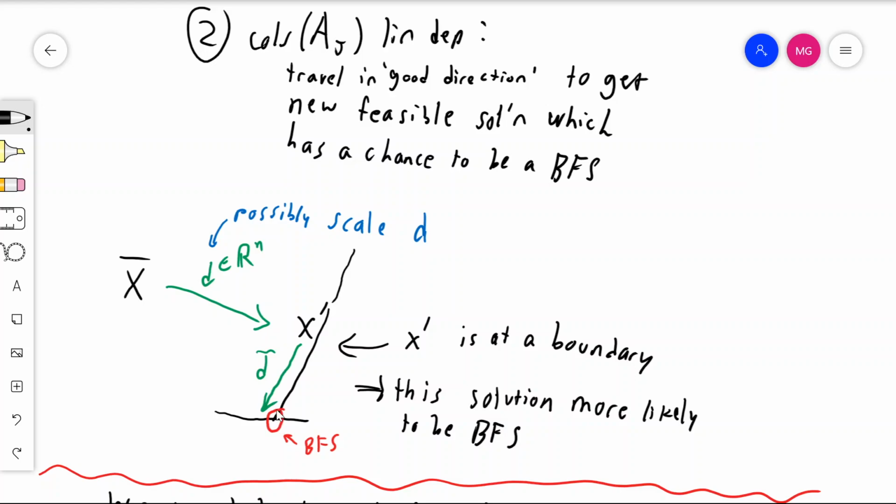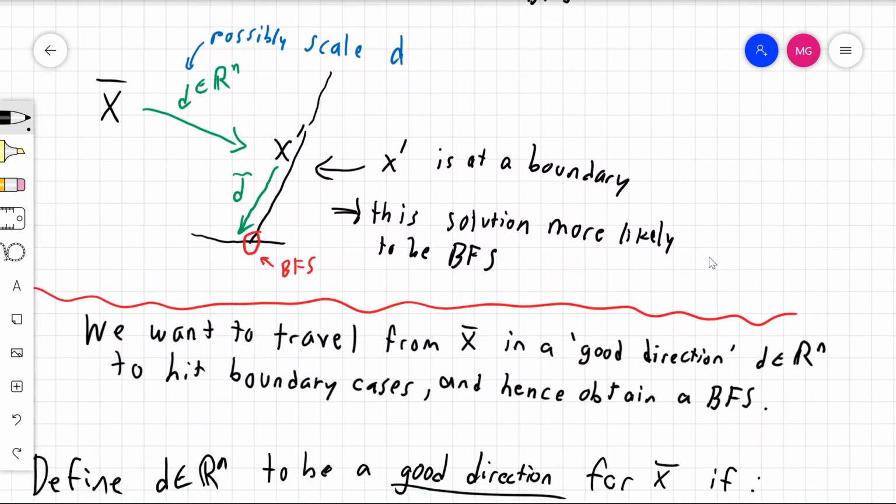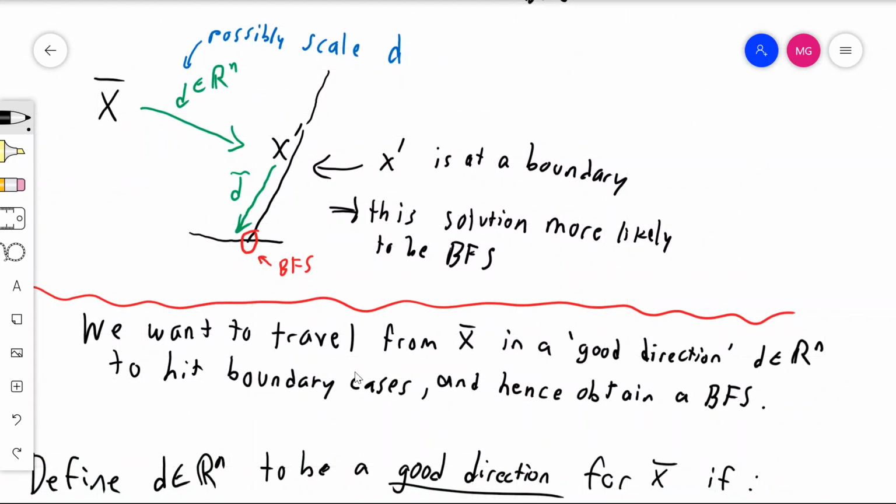And the idea is that that corner point is going to be a basic feasible solution. So that's actually pretty meaningful from a geometric point of view. Basic feasible solutions really are corner points. That'll be made more precise in a later video. But yeah, so just push from boundary to boundary and maintain all the boundaries that you're already on until you hit a corner point, and that'll be your basic feasible solution. That's the idea. Okay, so yes, we want to travel from x bar in a good direction d in Rn to hit boundary cases and hence obtain a basic feasible solution.